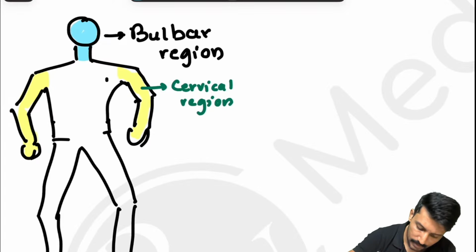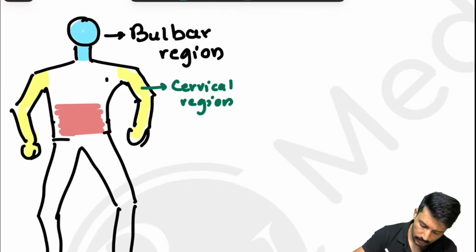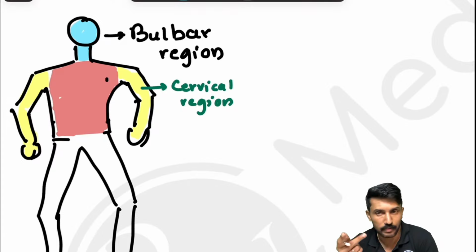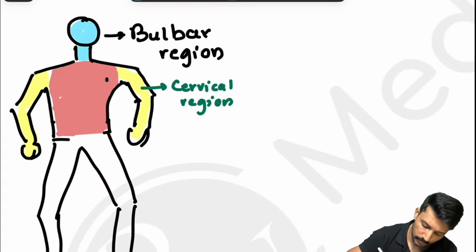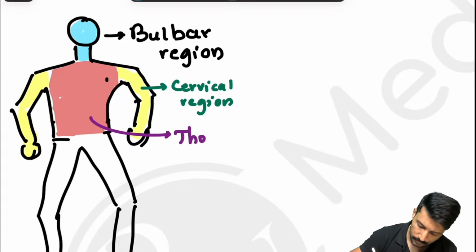And then the thorax. Thorax, I will label it as thoracic region because the nerve supply to it comes from the thoracic segments of the spinal cord, including the abdomen, right? Up to the umbilicus, it is all coming from T10, T11, T12. So this region we will call the thoracic region.